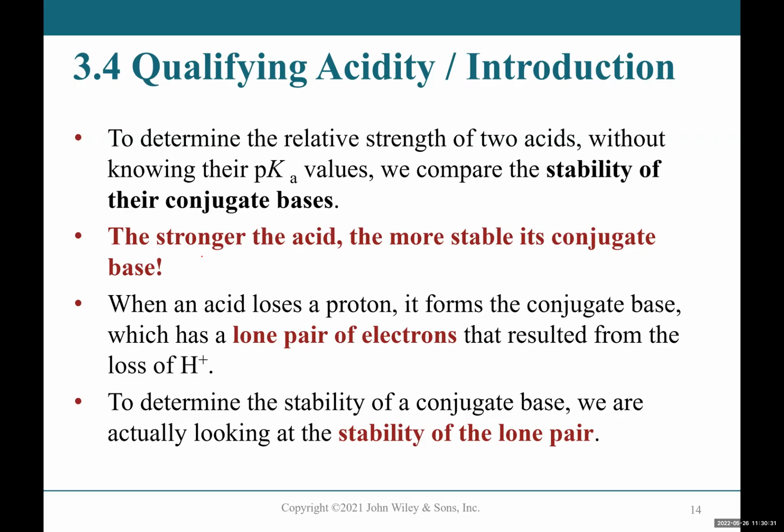So the stronger the acid, the more stable its conjugate base. When the acid loses a proton, it forms a conjugate base, and we saw that if we have H3O+, this would be H2O plus a proton. That proton will usually, some carbon or something will take that proton, doesn't have to be carbon. And to determine the stability of the conjugate base, we're actually looking at the stability of the lone pair.